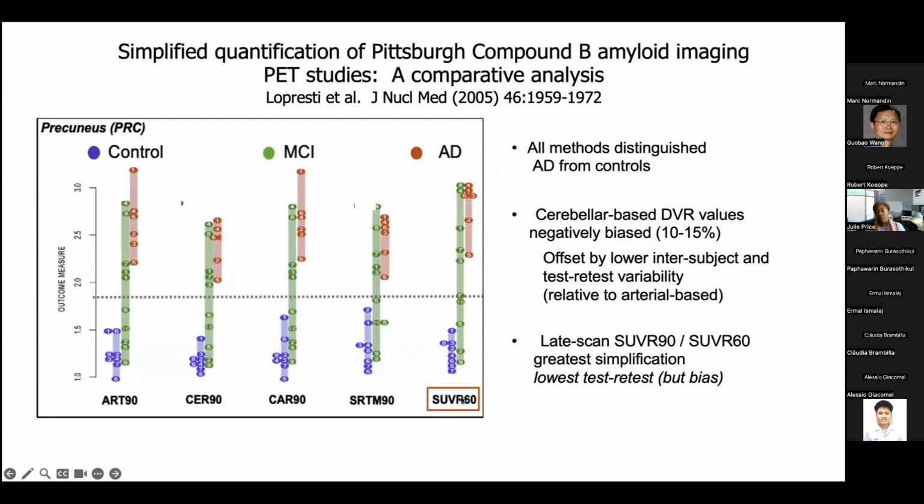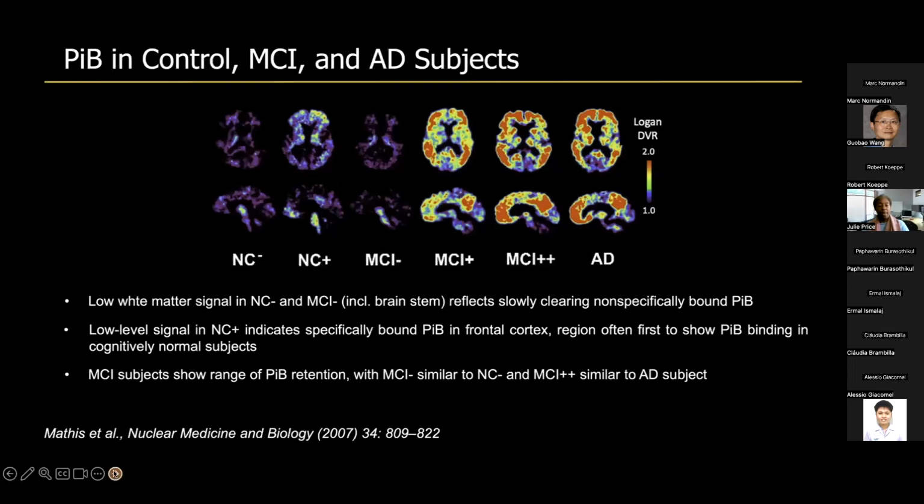The standardized uptake ratio over 40-60 minutes did well at distinguishing AD and controls. All methods did, but the difficulty really becomes in the MCI group, where we could now see we're not in the middle. Some were more control-like and some were more AD-like. That's shown here in how the range of uptake varies.